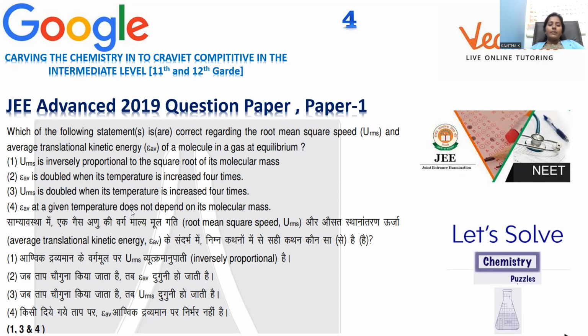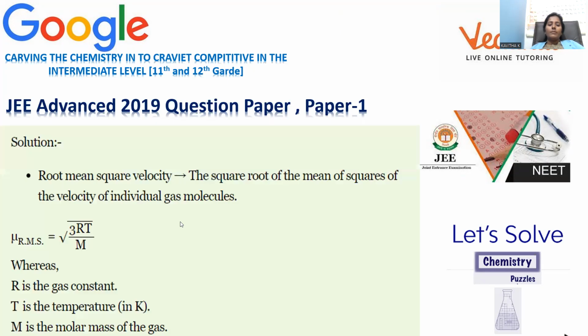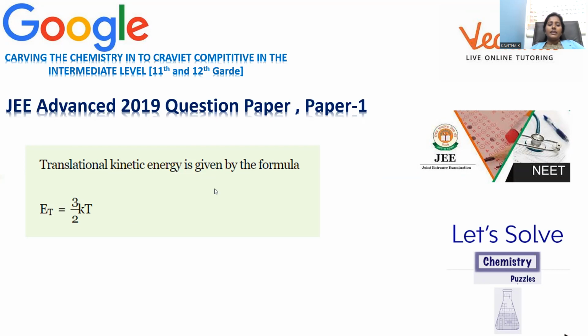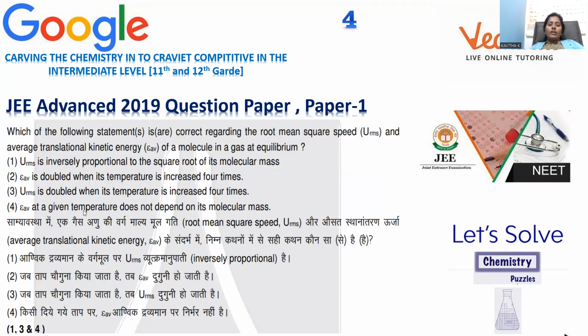E average is given by temperature, it does not depend upon molar mass. If you observe the formula, the E average translational kinetic energy formula is given by 3 by 2 kT, right? 3 by 2 is the numeral, k is the proportionality constant, T is the temperature. Can you find any molar mass relation over there? So it is not dependent on the molar mass. That is also correct. So we can say 1 is correct, 3 is correct, 4 is also correct. For question number 4, 1, 3 and 4 are the correct options.